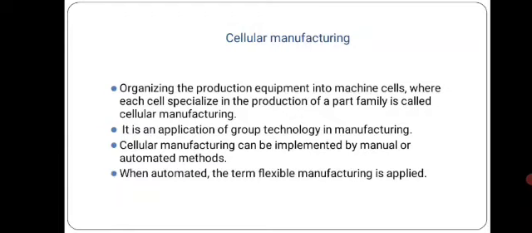When automated, the term flexible manufacturing is applied. Manufacturing is commonly the process of converting raw material into finished or semi-finished product. Production is the use of man, material and machines to produce the finished product. Production system can be defined as a transformation system in which a saleable product or service is created by working upon a set of inputs. So in cellular manufacturing, when automated, the term flexible is applied.